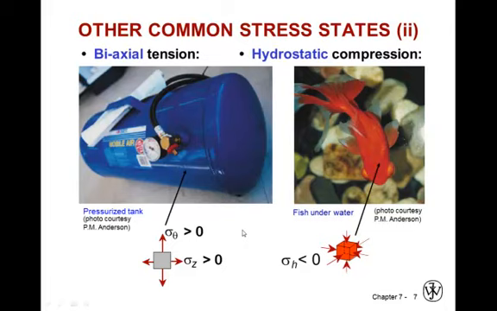More complicated states of stress include a pressure tank, where there is a longitudinal force trying to, shall we say, move the cap off. So it's trying to cut it down the middle, and there's also a circumferential stress trying to unzip it along the edge. So this has two normal forces on it. A fish underwater has hydrostatic compression. That's stress from all three directions, X, Y, and Z.